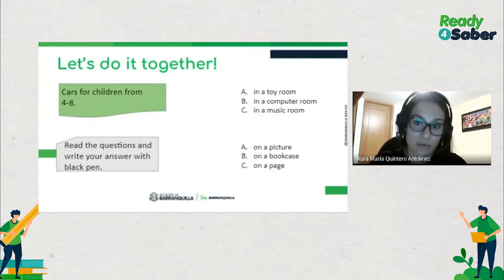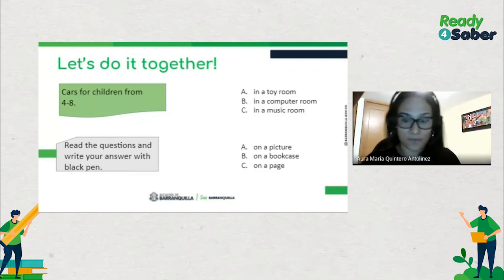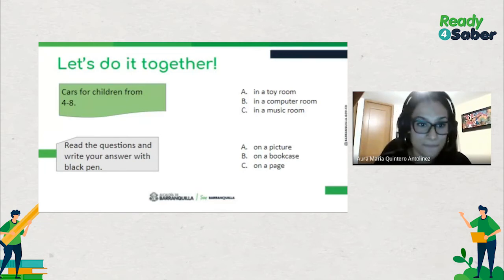Read the questions and write your answer with black pen. So right here, dice on a picture, en una foto. Lees las preguntas y escribes tus respuestas con lapicero negro. En una foto. Sure. I don't think so. I don't think it's on a picture. It's okay. No, that's the idea, to practice. So, vamos descartando. No. On a page. Yes, en una página. Claro, lees las preguntas, ¿verdad? Tienes una página, lees las preguntas y marcas con el lapicero. On a page. Ok, very well. Good. En una página. Good.